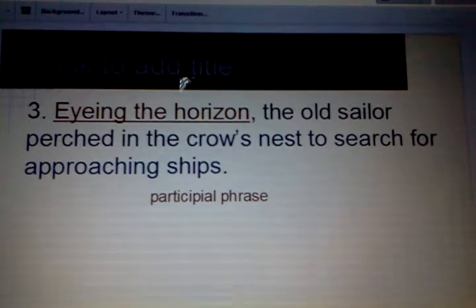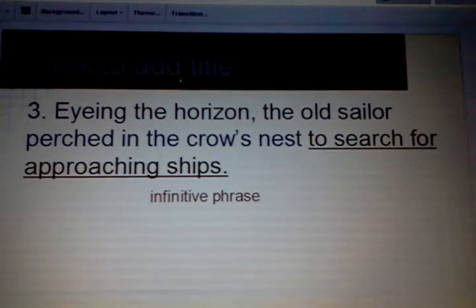Eyeing the horizon, a verb form that ends in ing. Is it being a participial phrase or a gerund phrase? Well, what job is it doing in the sentence? Is it being the subject or a noun in any way? Let's see. Let's find the subject and verb of the sentence. Sailor perched. That's the subject and verb. So it's not being the subject, that's for sure. What question is it answering and about what word? It's talking about sailor and it's telling us which one, what kind of sailor. The one eyeing the horizon. So it's answering an adjective question about sailor. That means it's doing an adjective job, so it's a participial phrase.